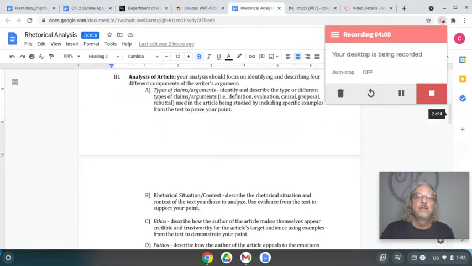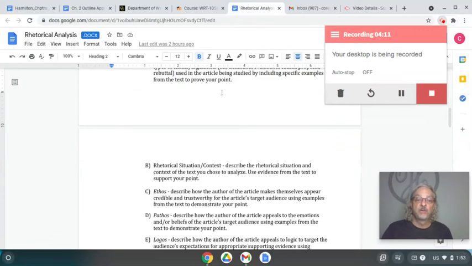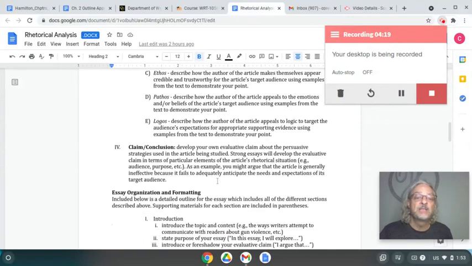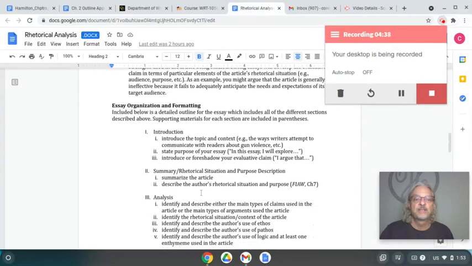And then we'll go through the types of claims or arguments. We're going to go through the rhetorical context, ethos, pathos, logos, things we've been talking about even in the individual videos, and we'll begin to put all those together. And then you'll have your claim and conclusion, which basically says, how did the author do? Were they effective? Were they convincing? Were they successful, and even if they were a little bit, what more could they have done to be even more successful? So that's the basic.